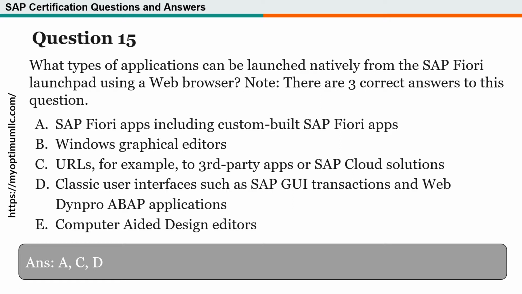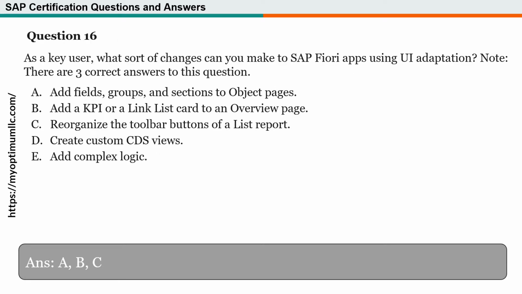E. Computer-aided design editors. Question 16. As a key user, what sort of changes can you make to SAP Fiori apps using UI adaptation? Note, there are three correct answers to this question. A. Add fields, groups, and sections to object pages. B. Add a KPI or a link list card to an overview page. C. Reorganize the toolbar buttons of a list report. D. Create custom CDS views.